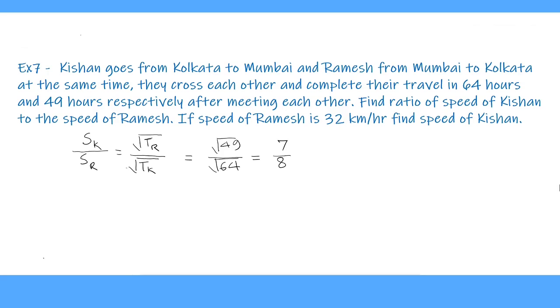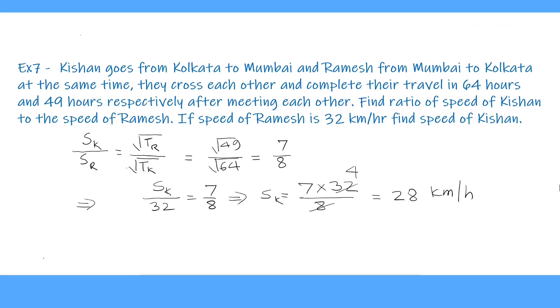Now we have been given the speed of Ramesh. So we put the value of speed of Ramesh and find out the speed of Kishan. So speed of Kishan upon speed of Ramesh, which is 32 km per hour, is equal to 7 upon 8. This gives us speed of Kishan equal to 7 multiplied by 32 upon 8, and 8 cancels 32 four times. This is equal to 28 km per hour.